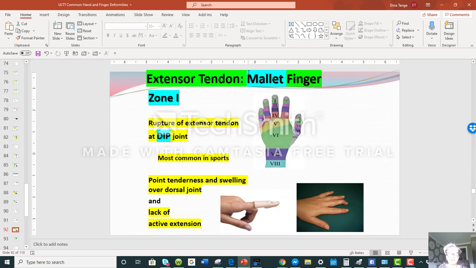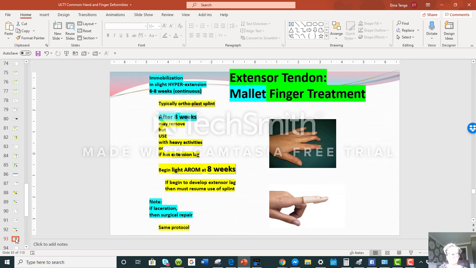The mallet finger, zone 1, right here. Rupture of the extensor tendon of the distal interphalangeal joint, most common in sports. Point tenderness and swelling over the distal joint and lack of active extension. Immobilization in slight hyperextension, 6 to 8 weeks.